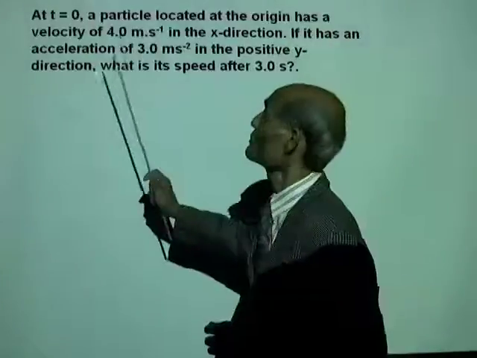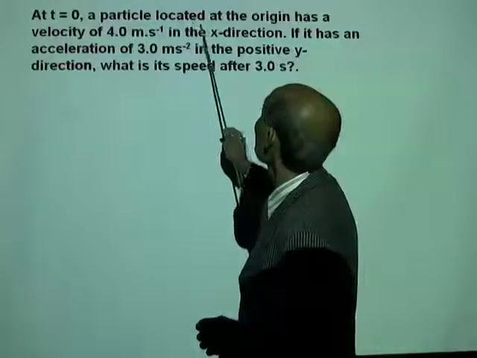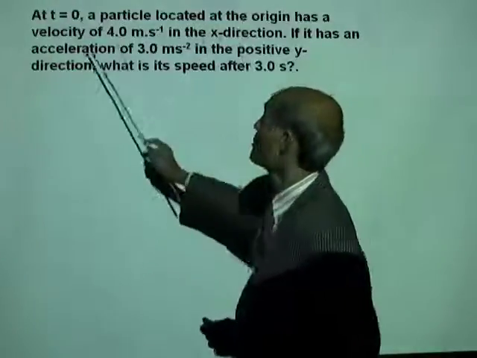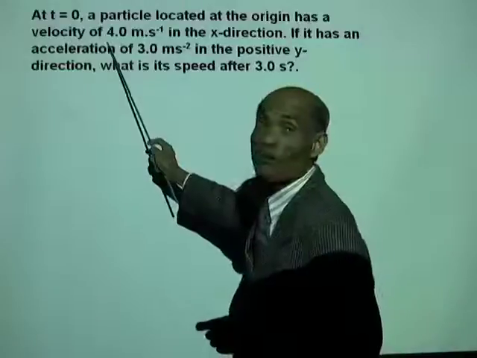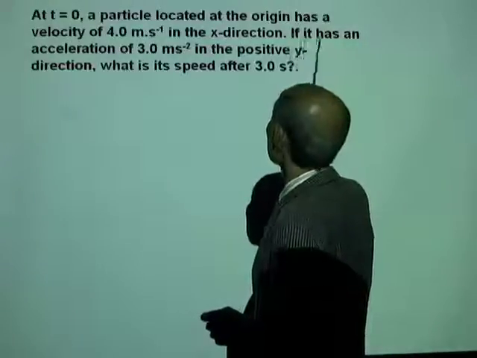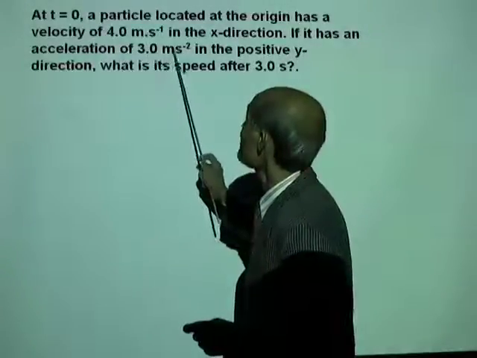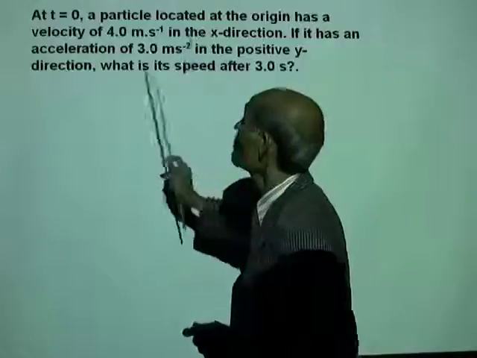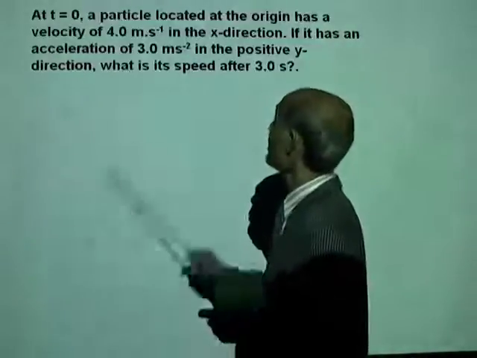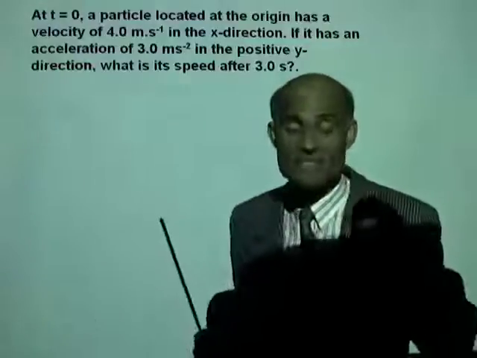I hope you can read this. At t equal to 0, a particle located at the origin has a velocity of 4 meters per second in the x direction. If it has an acceleration of 3 meters per second squared in the positive y direction, what is its speed after 3 seconds?